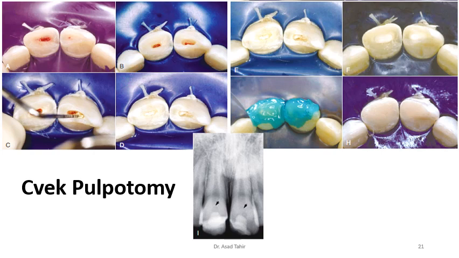F. Cavity preparations are filled with glass ionomer cement. The exposed dentin is etched, G, and then covered with composite resin, H. I. Radiograph 6 months later shows formation of hard tissue barriers in both teeth.